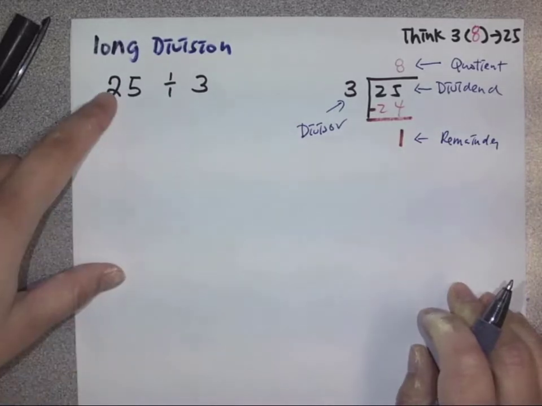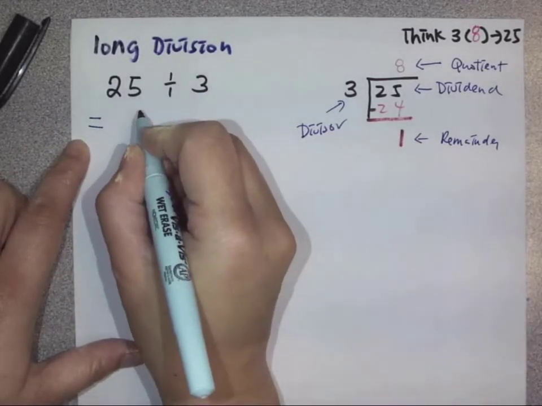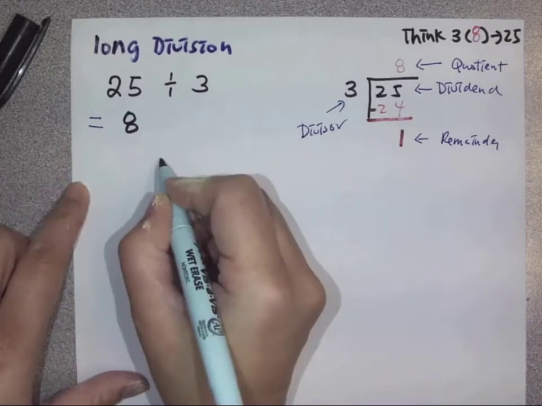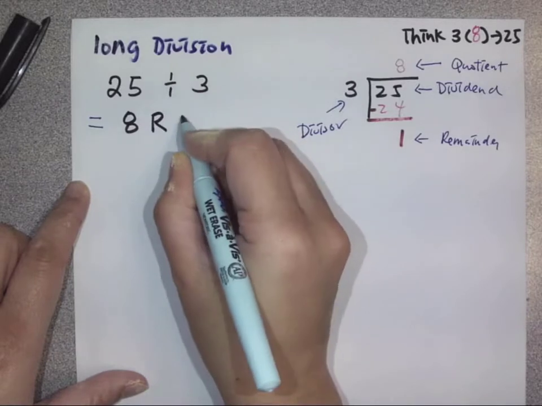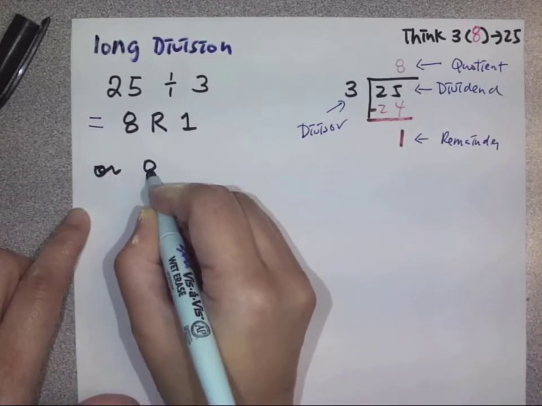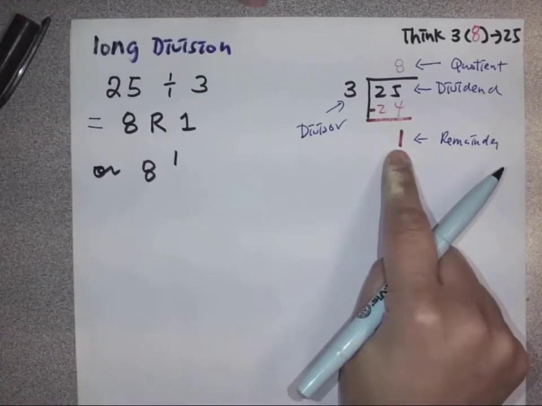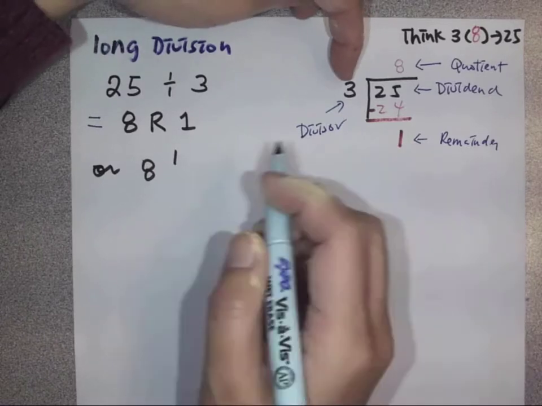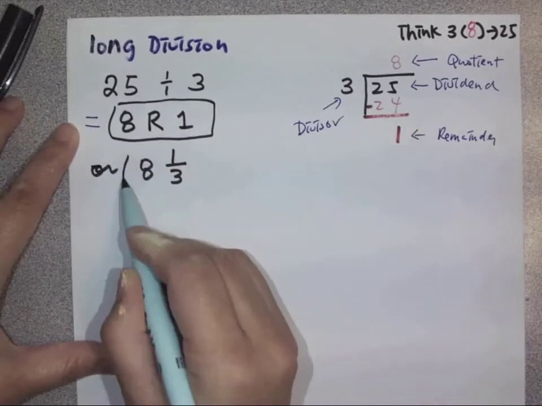So how can I write this answer? Quotient is 8 with remainder 1. Yeah, that's okay. Remainder is 1, but you can also write that as 8 and 1 over 3, because the remainder 1 needs to be divided by the divisor, which is 3. So both of these answers are correct.